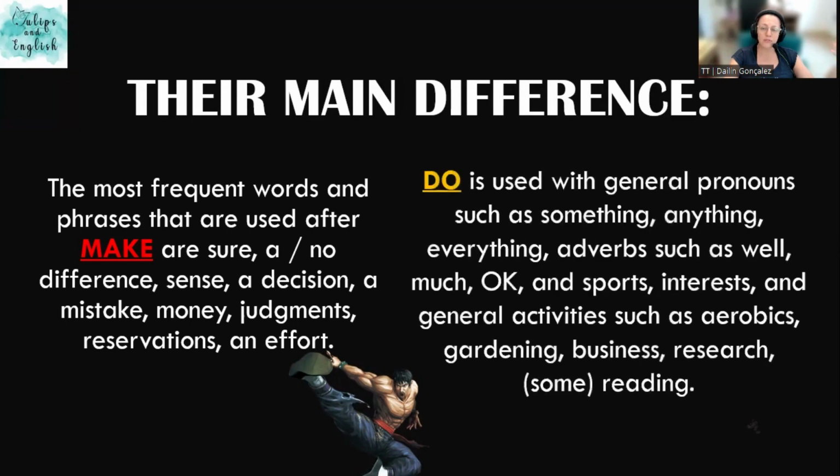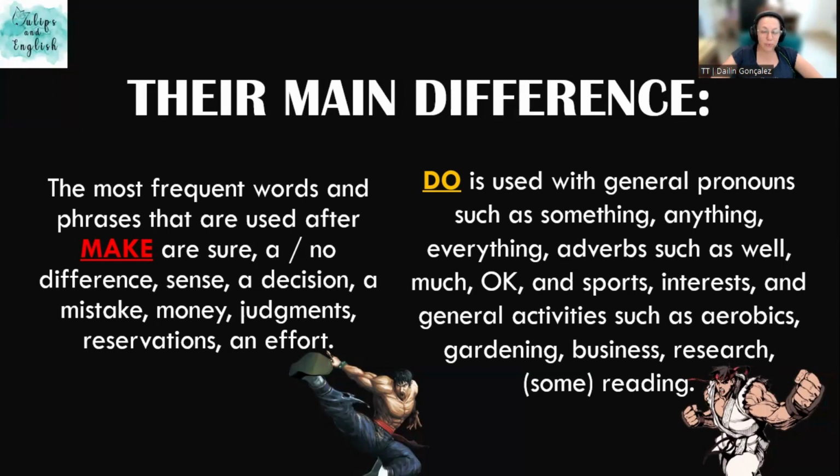Whenever it comes to the verb do, we use it for general topics, general pronouns such as something, anything, everything, adverbs such as well, much, okay, and also sports and interests, and general activities, as I mentioned in the beginning, like do aerobics, do gardening, do business, do research, and do some reading.